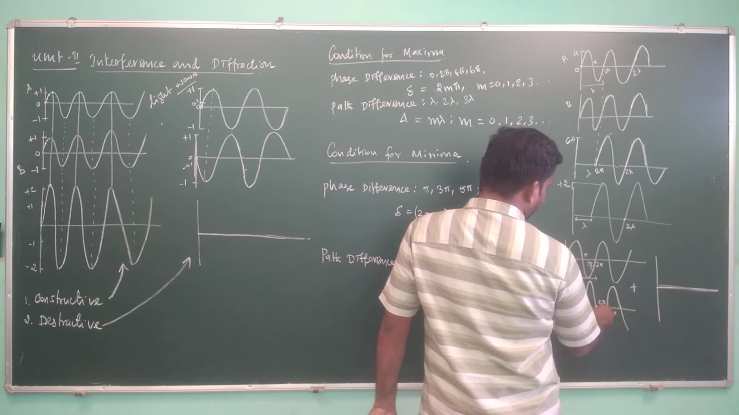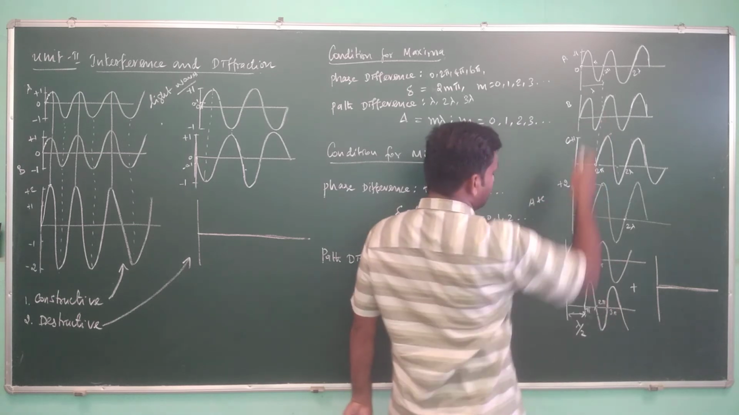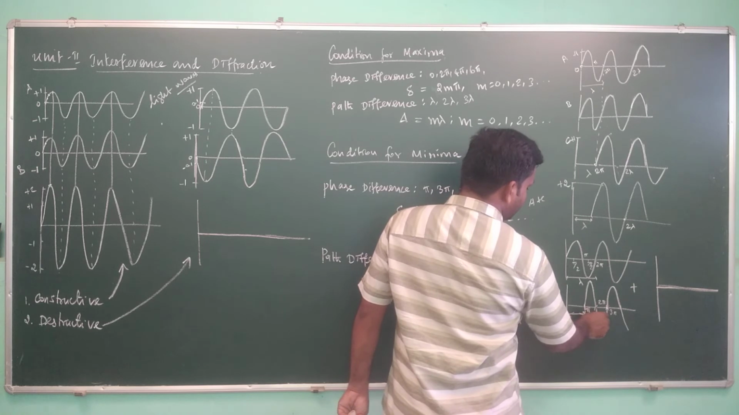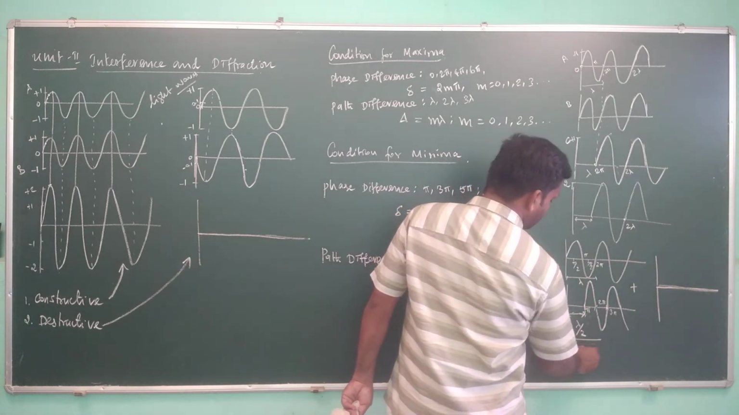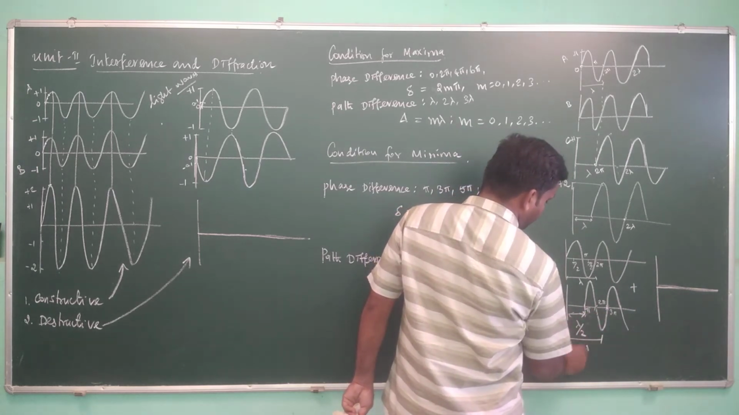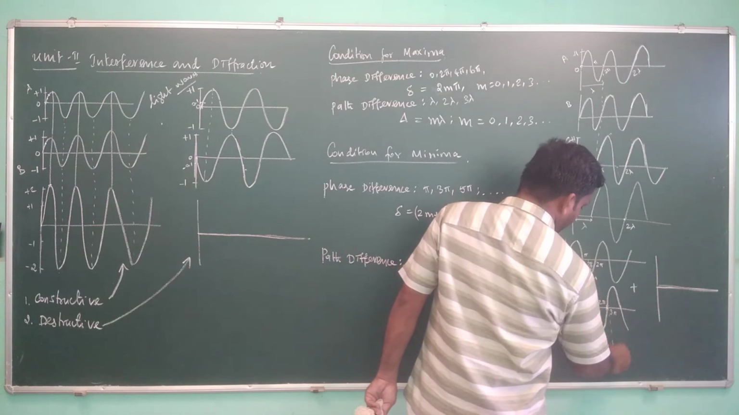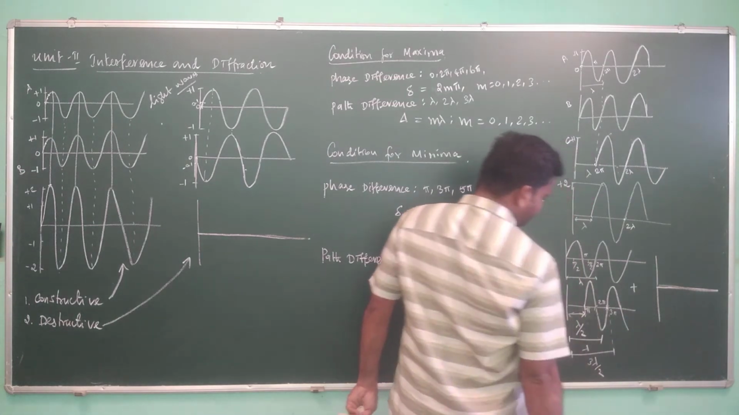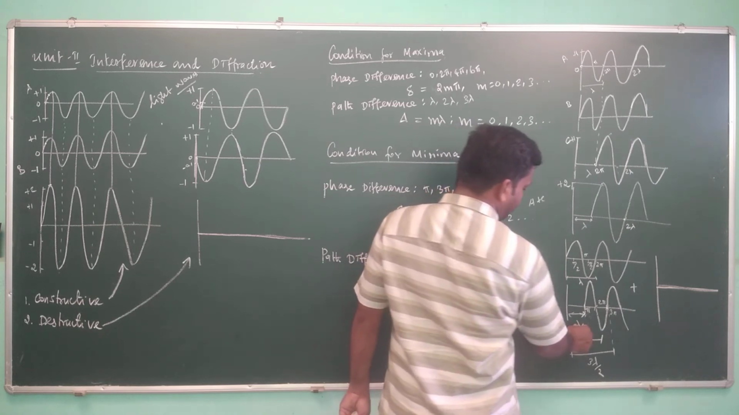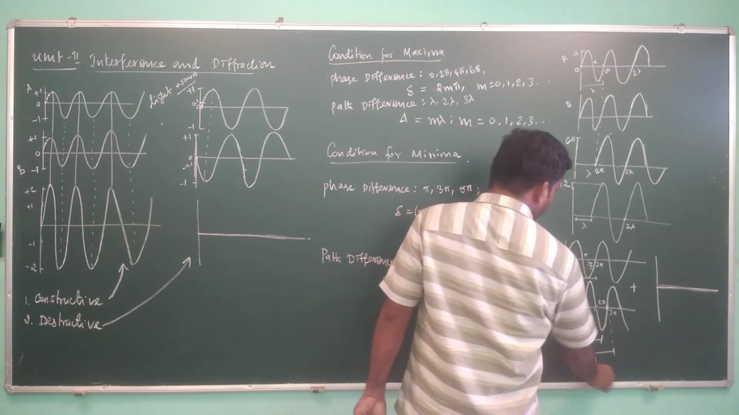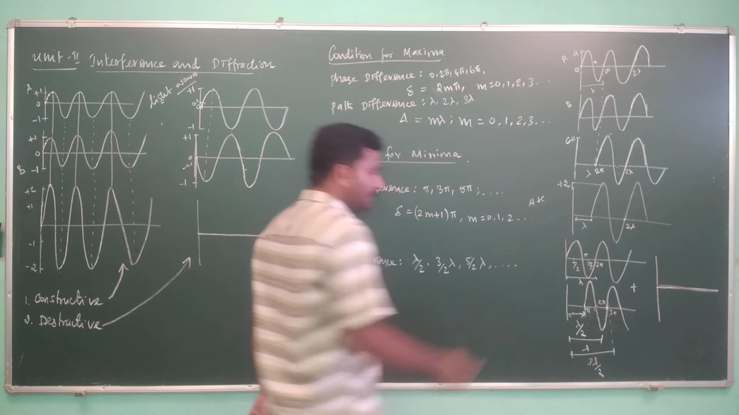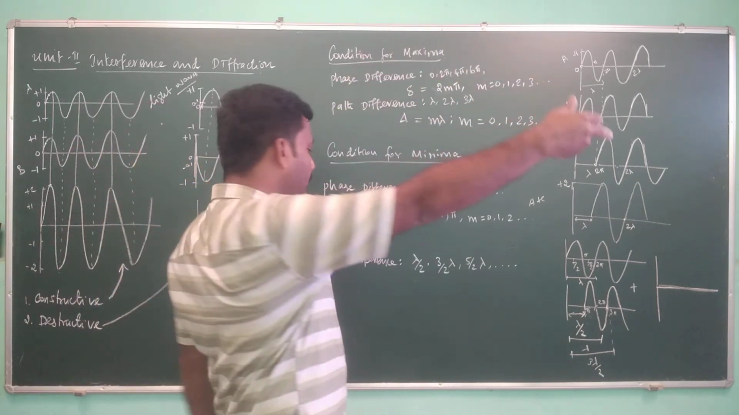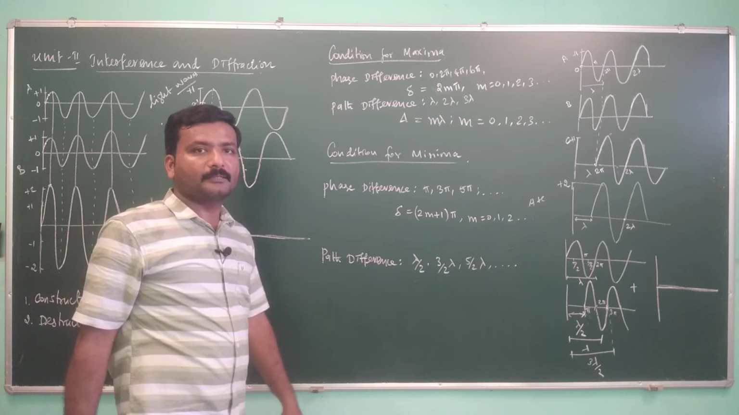This is lambda. If it starts from lambda, then it becomes constructive interference, so that you will go here. So this point up to this lambda, up to this point, and up to this point. What is that? 3 lambda by 2. 1, 2, 3. So 3 lambda by 2. And so when the path difference is lambda by 2, 3 lambda by 2 or 5 lambda by 2, then you could expect minimum intensity.